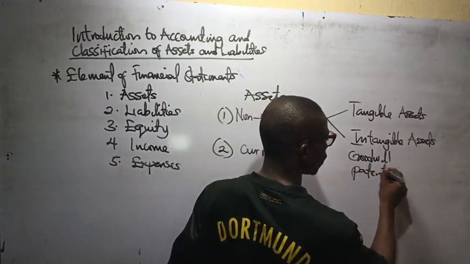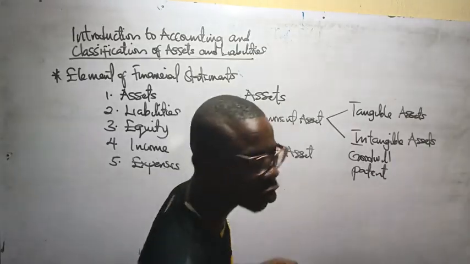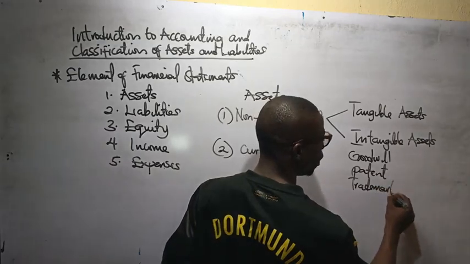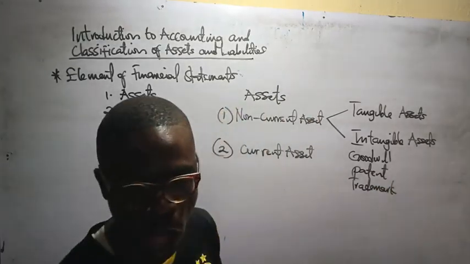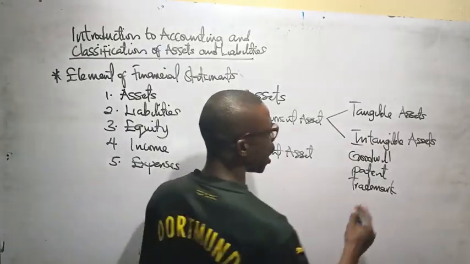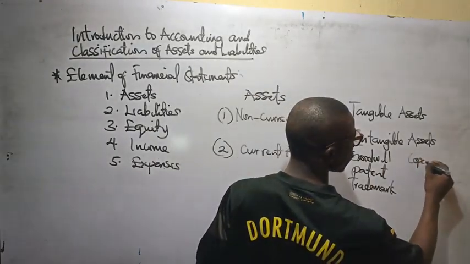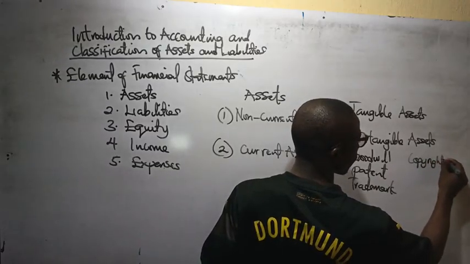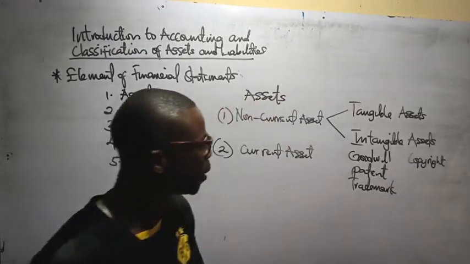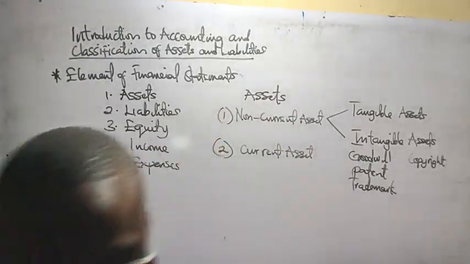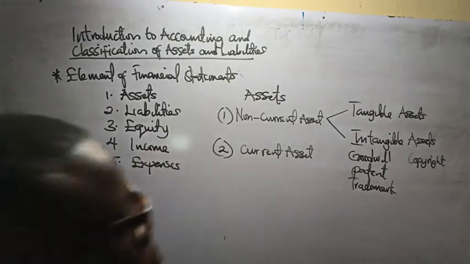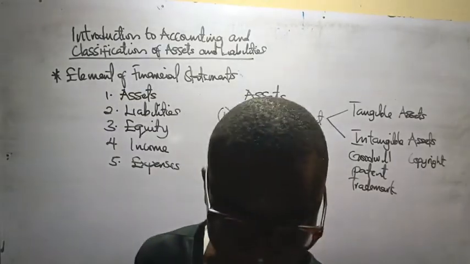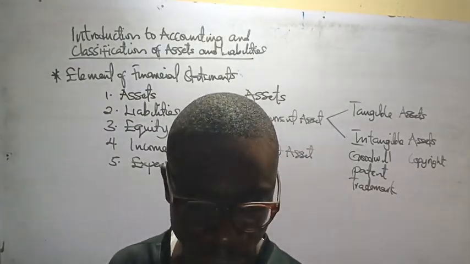patents, and trademark. A trademark is an asset to an entity, but it is an asset that does not have physical substance. We have copyright. So we have goodwill, patents, trademark, and copyright. Those are the examples of intangible assets. Am I communicating?